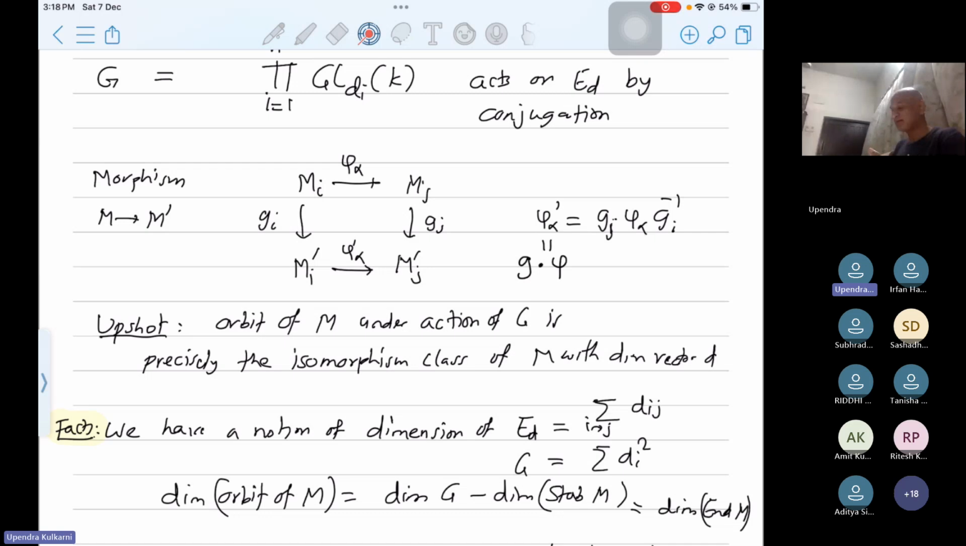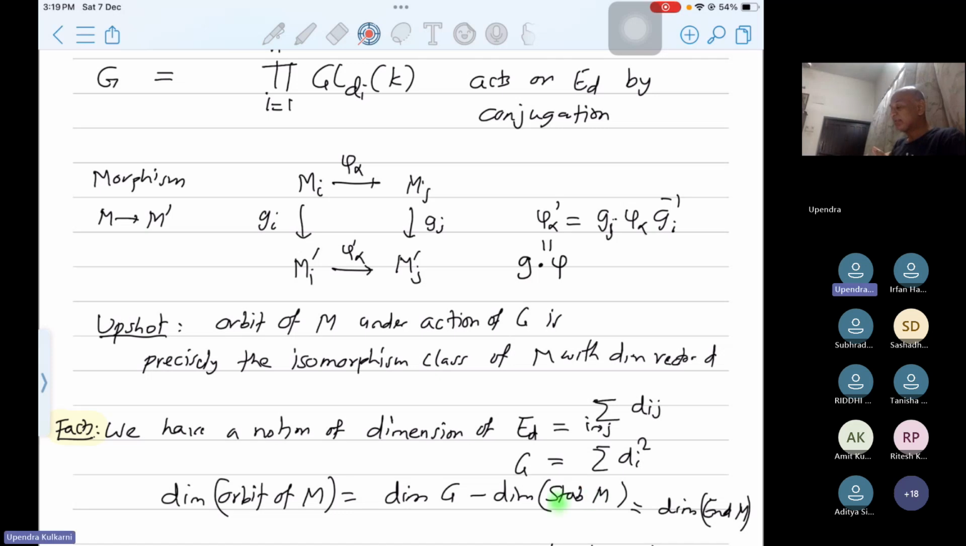The analog of that formula in this situation is that the dimension of the orbit of M. So I have taken a particular representation. Remember that this particular representation in my affine space is just a point, the point which is indexed by all the matrices of all the maps that appear in M. So if I take the dimension of this orbit, then it is also G mod stabilizer. The analog of that is that it's the dimension of G minus the dimension of the stabilizer.